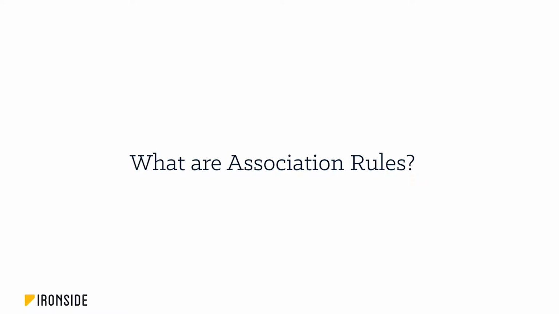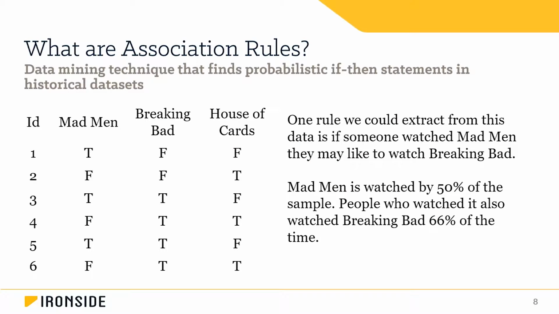So what are association rules? Well, I'm sure you know they're a data mining technique, and that's why you're here. It's a very simple algorithm underlying the process that goes through a historical data set looking for probabilistic if-then statements. So this is really how Netflix works. If you go on Netflix, I'm sure you see a number of recommendations for you. Since you've watched all these shows, you might like Breaking Bad or Mad Men, for example.